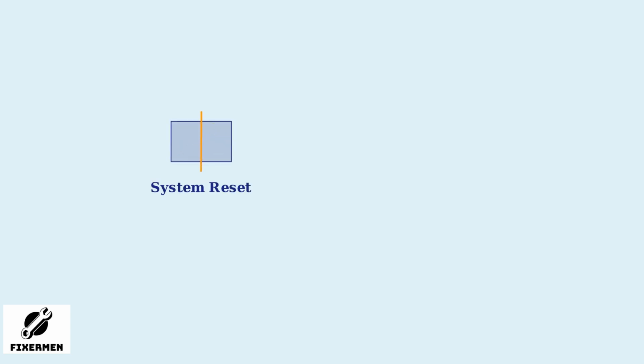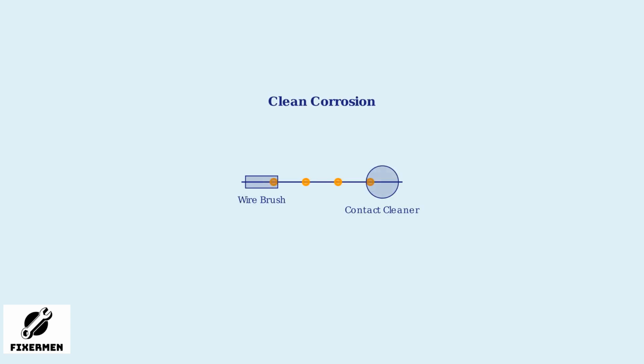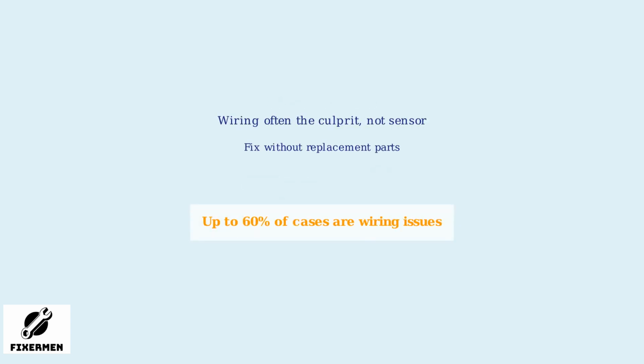Before replacing any parts, try a simple system reset. Power off the HVAC unit at the breaker for a few minutes, then turn it back on. This can sometimes clear the error code. Next, carefully inspect all wiring connections to the sensor, ensuring they are secure and free of corrosion. Clean any corrosion with a wire brush or electrical contact cleaner. In many cases, loose or corroded wiring is the culprit, not the sensor itself. Correcting these issues can resolve the error without needing replacement parts. According to experts, up to 60% of code 170 instances are due to wiring issues.